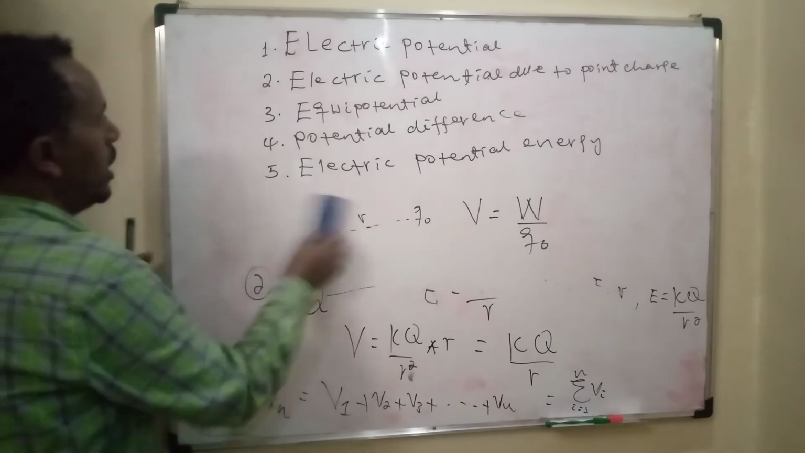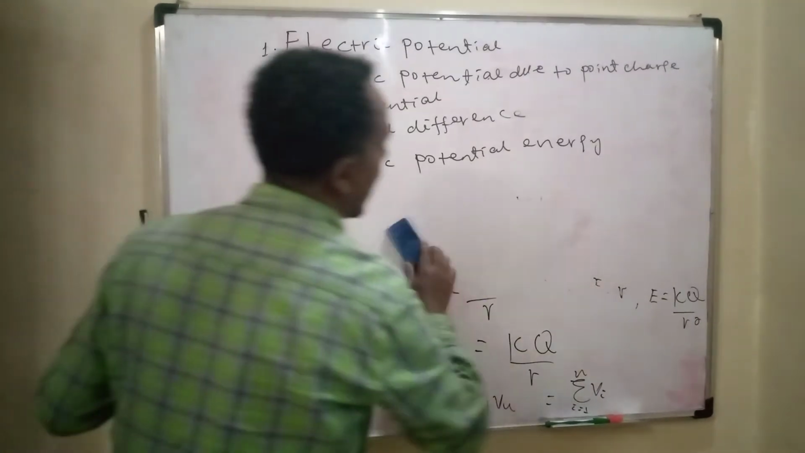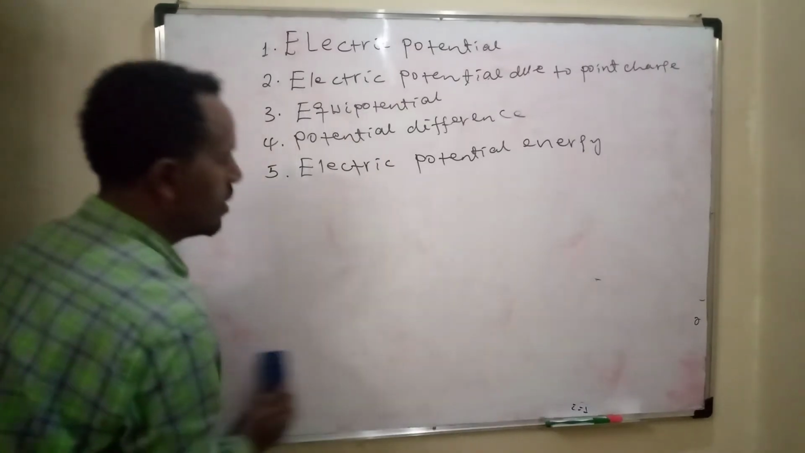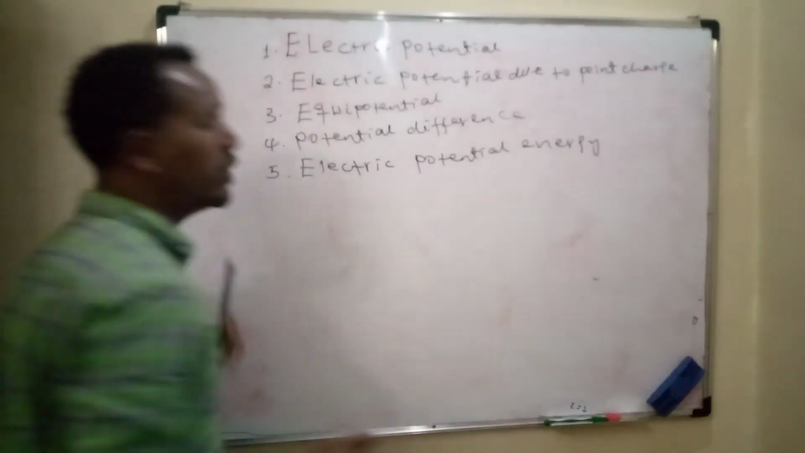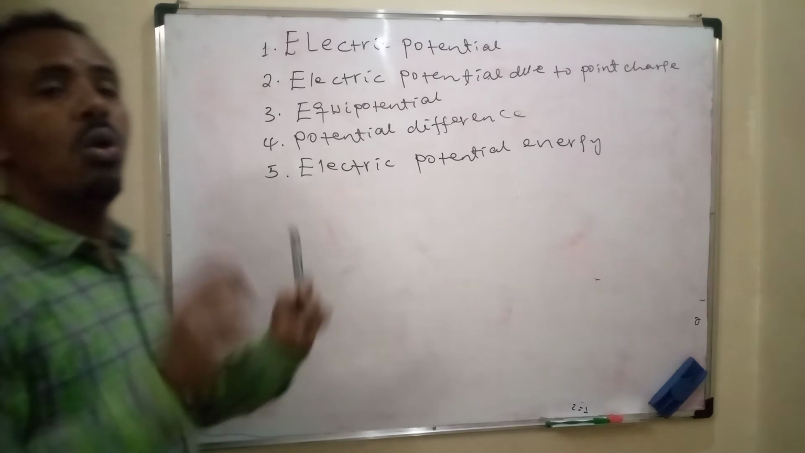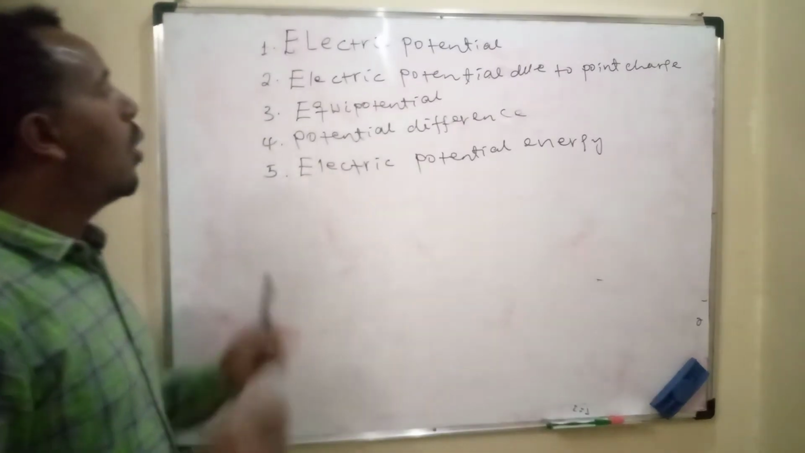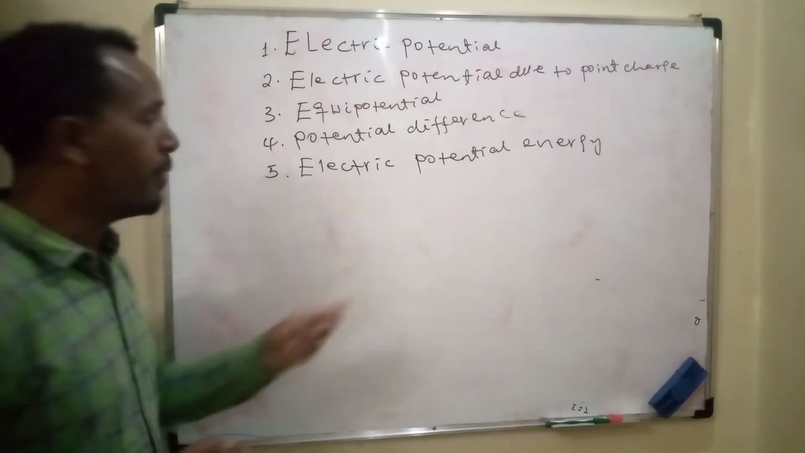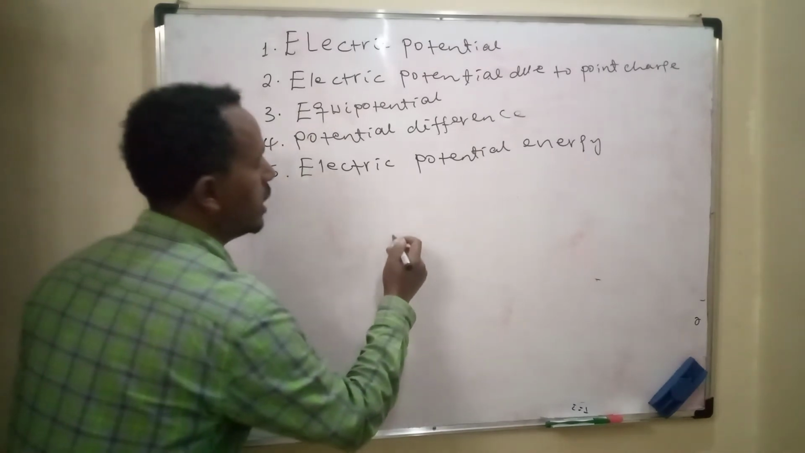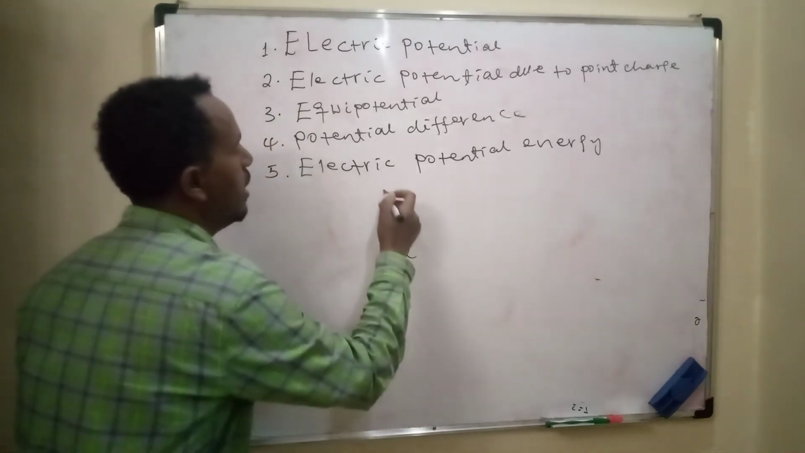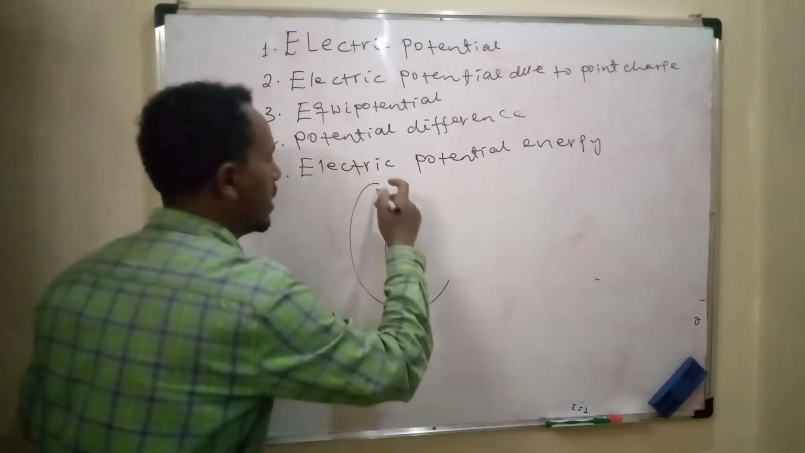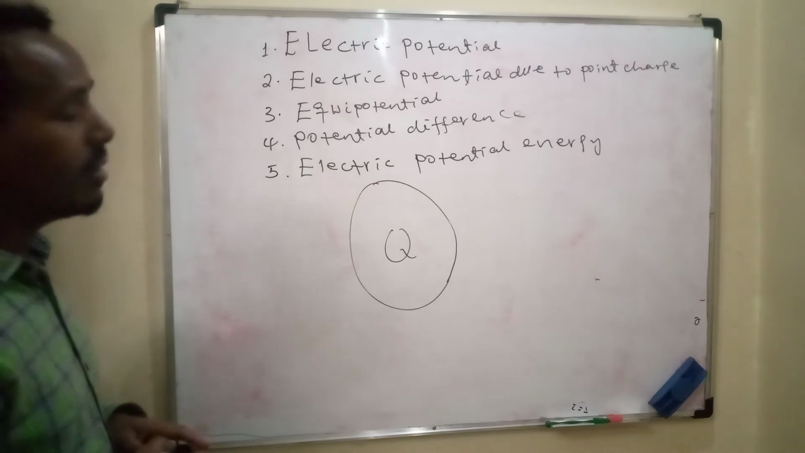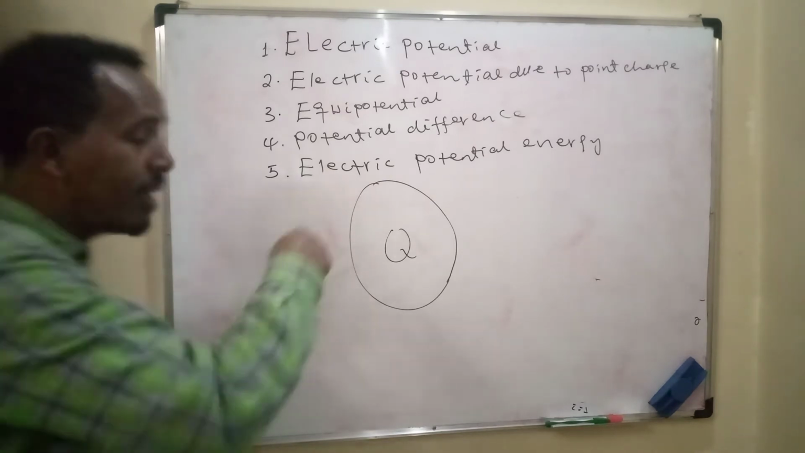The other point is equipotential surface. Equipotential surface is the surface in which the potential of a particle or a charged body is equal. This is simply a surface. For example, consider a charge Q placed inside a circle, at the center of the circle.